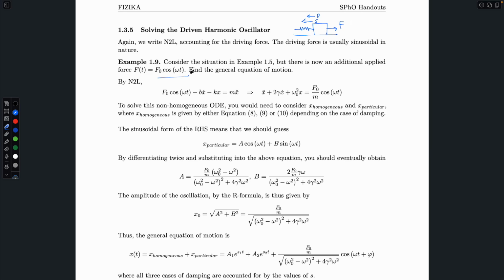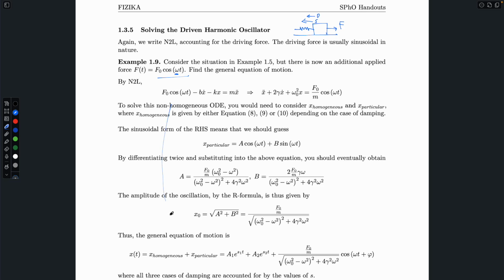Because if it was a constant force, then it's just a shifted equilibrium. There's not much to that. The more interesting case is when it's a sinusoidal force of a different frequency. Keyword: different frequency. So one is omega naught. So you will get this differential equation where the term on the right represents the driving force.